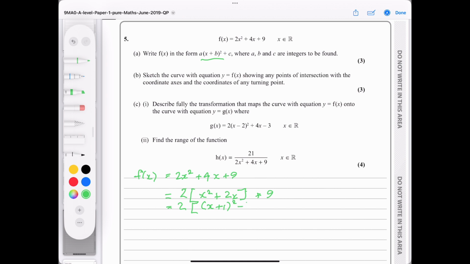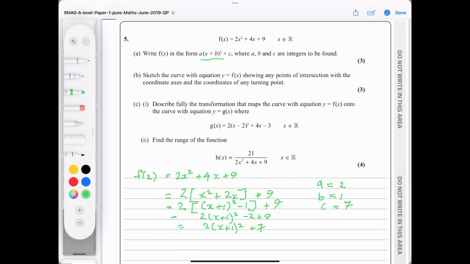So we say minus 1, then plus 9, and then that leaves us with 2(x plus 1) squared, and then that's minus 2, because we're timesing it out by 2. So minus 2 plus 9, so that equals 2(x plus 1) squared plus 7. So that means that a equals 2, b equals 1, and c equals 7. I'll do it in a slightly Germanic way.